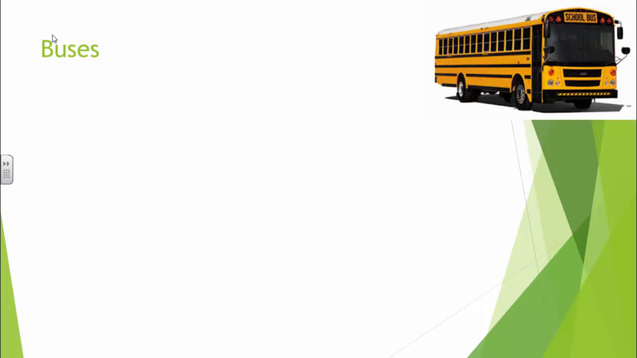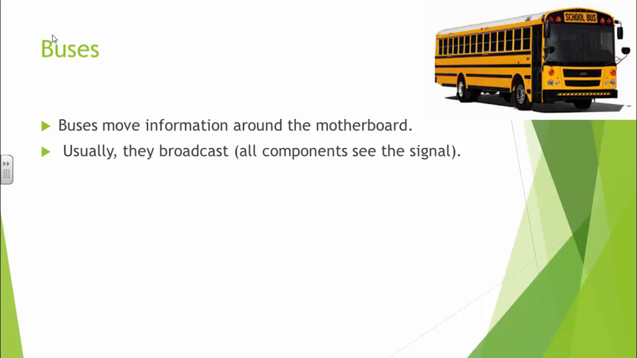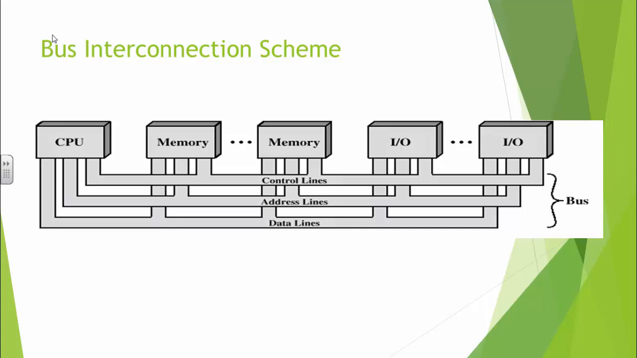Now, information needs to move around our motherboard. This is the function of the bus. Most buses will broadcast a given signal such that it moves throughout the motherboard and every component will see it. We have a schematic here that talks about how the buses interconnect our given components. So we have the CPU, our RAM memory, and various input-output devices.